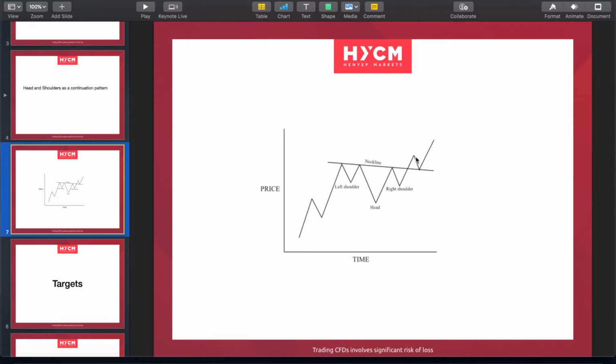Often you will get another chance of a return to that neckline. So it is possible to wait for the break and then wait for a retracement back to the neckline. Of course, the risk is that you miss out on the move.